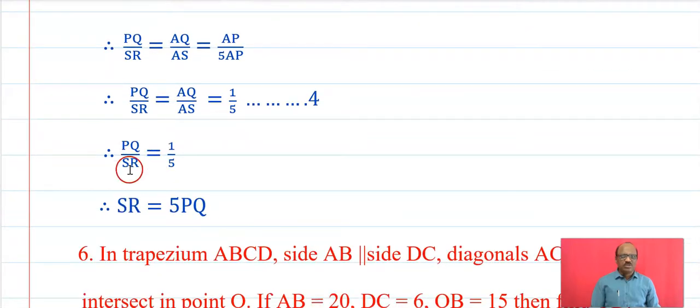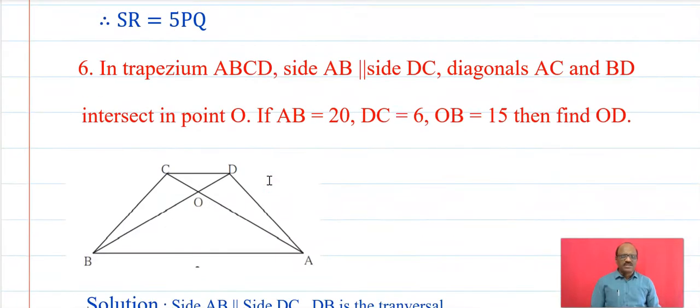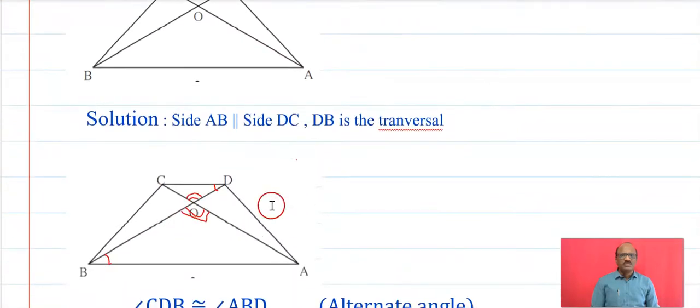And that's why PQ upon SR is equal to 1 upon 5, and hence SR is equal to 5 times PQ. Now the next problem is also very important. This type of problem is always asked in the board exam. In trapezium ABCD, side AB is parallel to side DC, and diagonals AC and BD intersect at point O. If AB is equal to 20, DC is equal to 6, and OB is equal to 15, find OD.